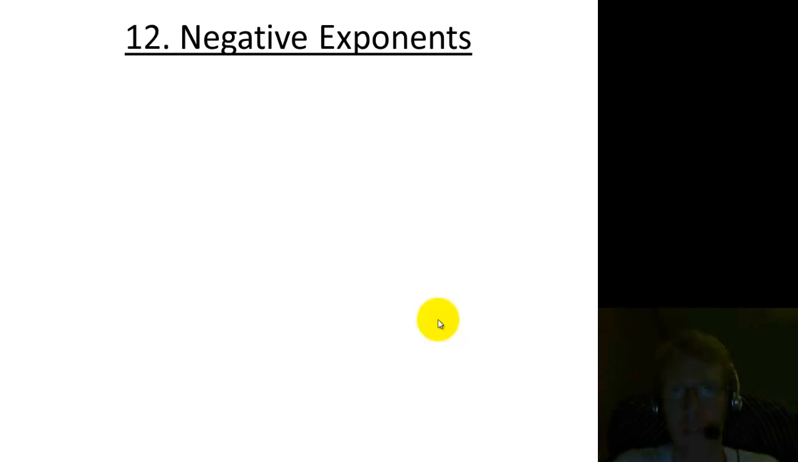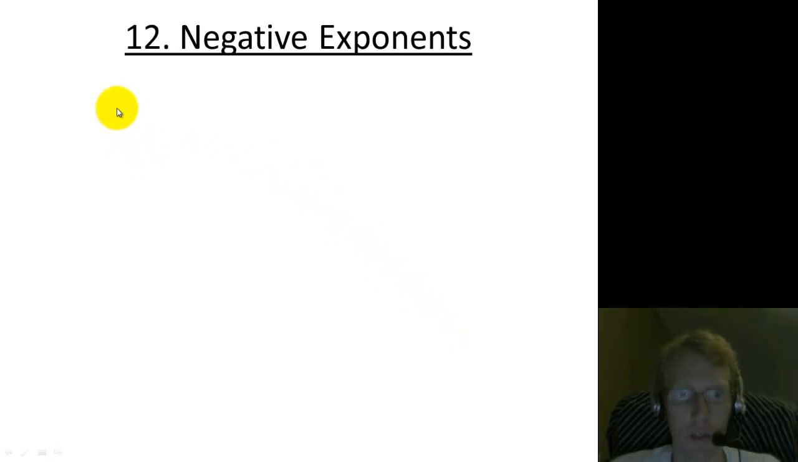Alrighty, as promised, we'll now learn about negative exponents. With negative exponents, let's refresh our memory on how we got them. They came around because we did some kind of division problem, division of exponents, where the denominator had a higher power than the numerator. So let's take a quick look.